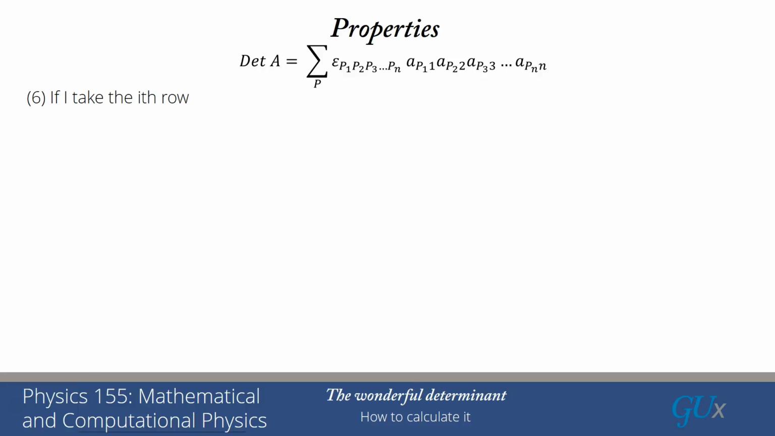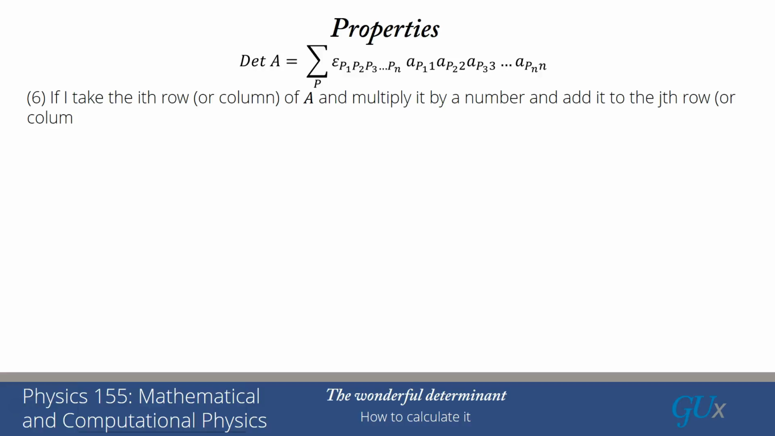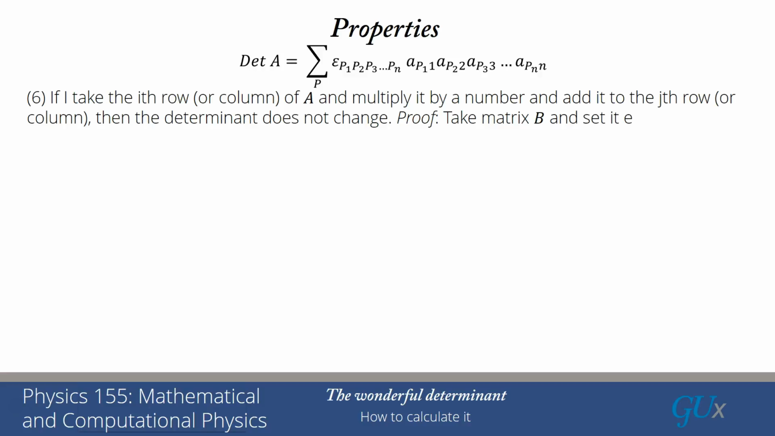Okay, our sixth property: if we take the ith row or column of A and multiply it by a number and add it to the jth row or column, then the determinant does not change. It does not change its value. All right, how do we prove that?